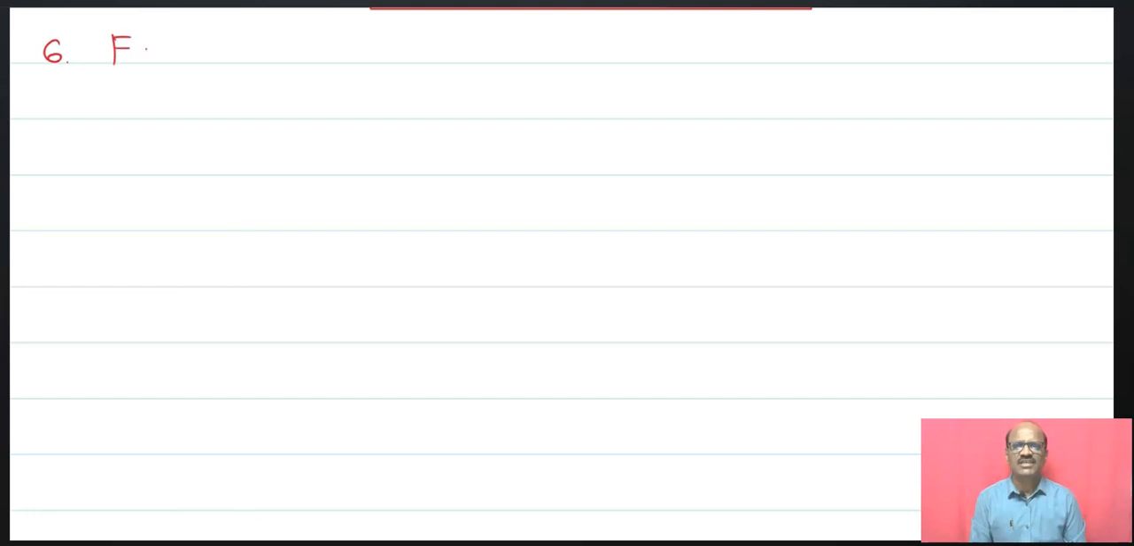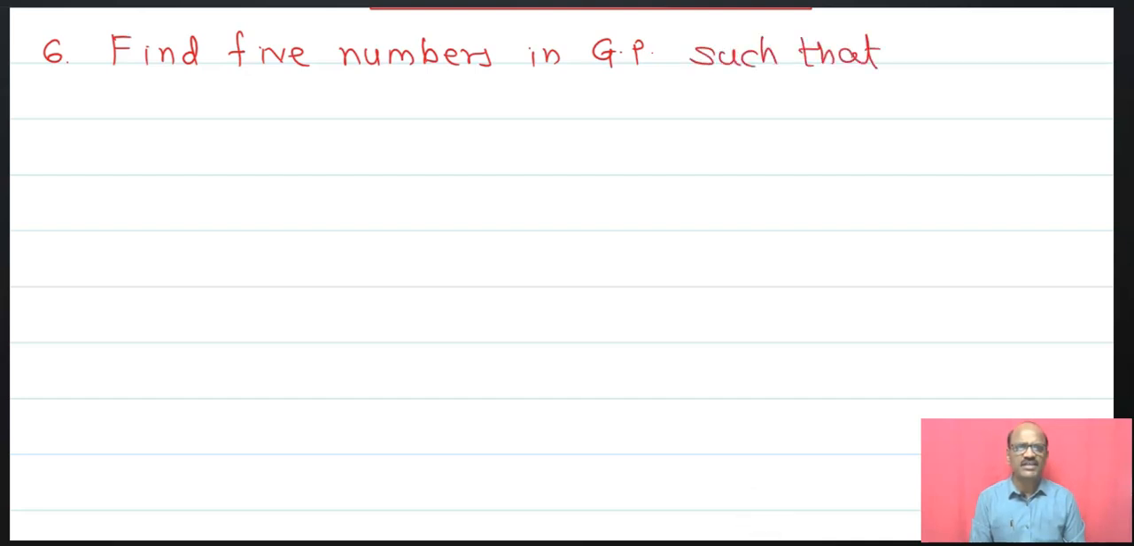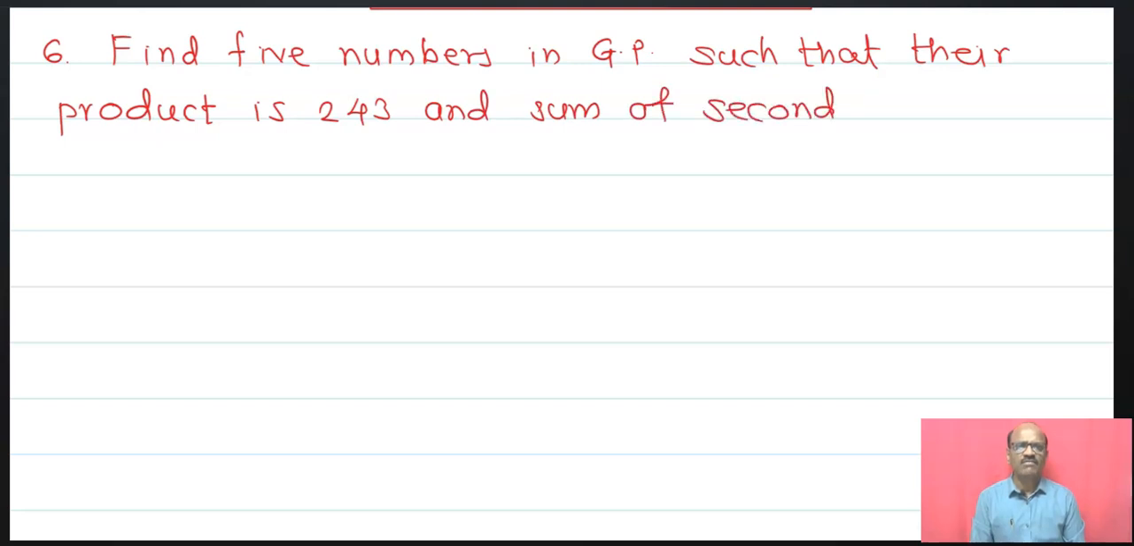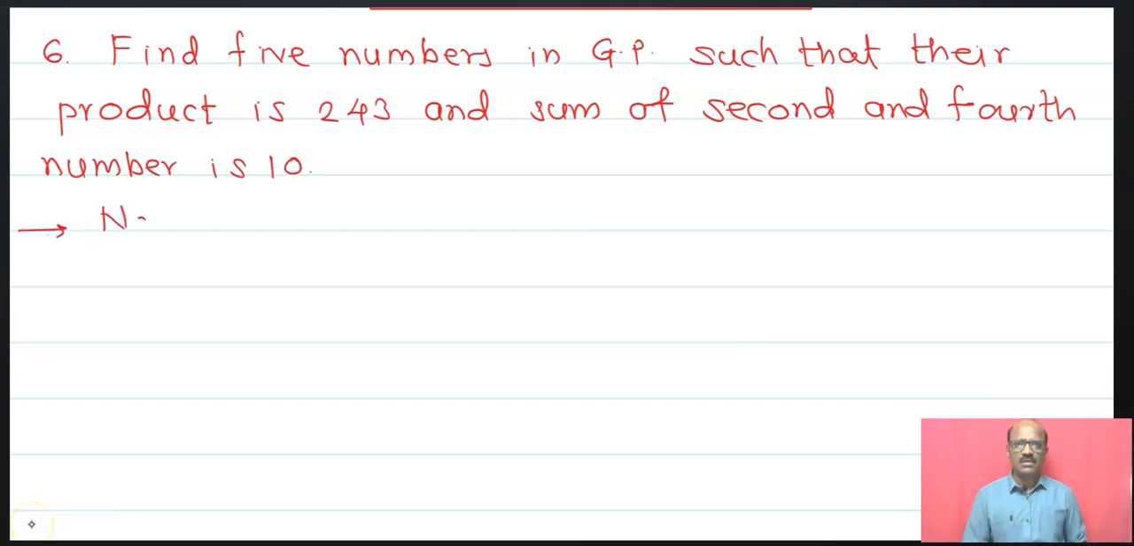Now, the next question, question number 6. Find 5 numbers in GP such that their product is 243 and the sum of the second and the fourth number is 10. Now, the five numbers are in GP.